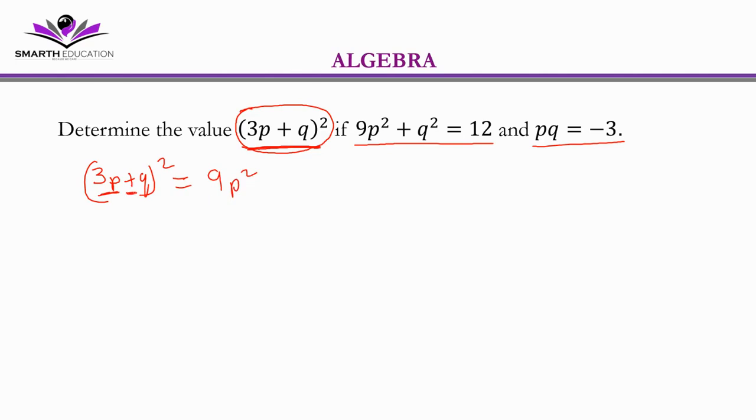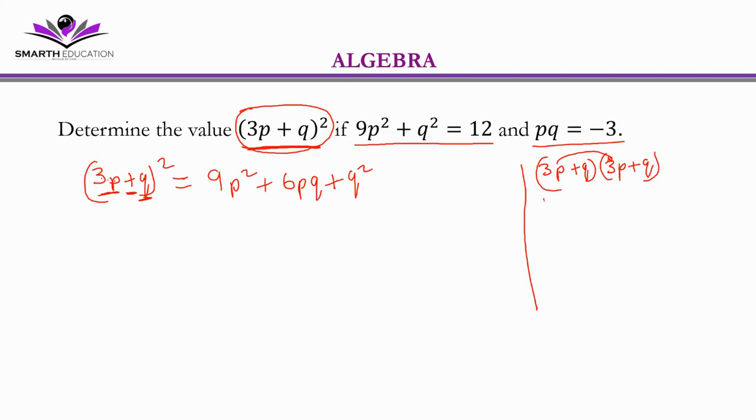Then maintain this sign, plus, and then say 2 times 3p times q. 2 times 3p times q is 6pq. And then the last term is always positive, so you square this one, it's going to be plus q². Okay, then you can do it the long way and say (3p + q) times (3p + q), right?